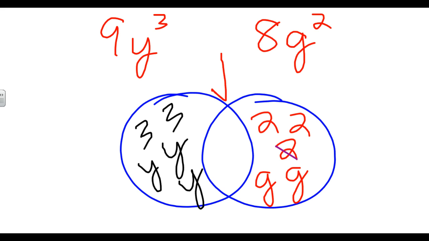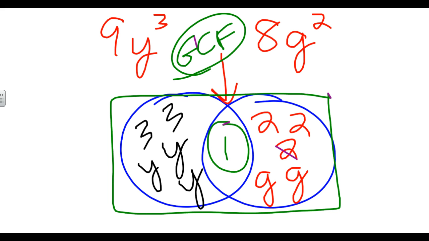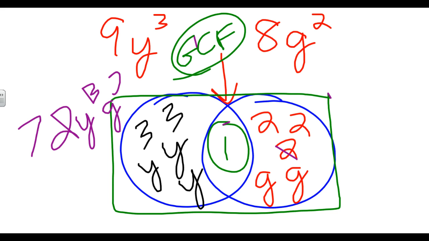So the GCF is just 1. Just like it is if 2 numbers don't share any prime factors. The GCF is 1. Now let's take a look at the LCM, which is everything going on here. And so when we multiply everything together, the numbers come out to be 72. And the variables come out to be y cubed and g squared. So our answer for that, let's make that cubed look like an actual 3. 72y cubed g squared is our LCM.